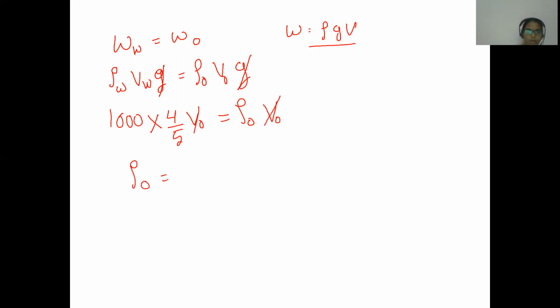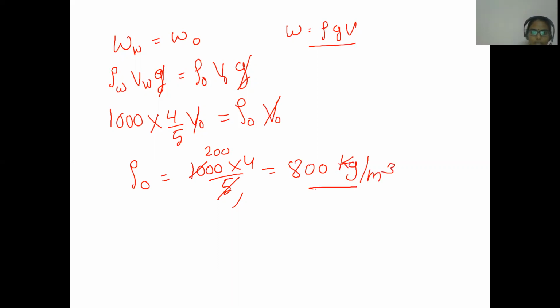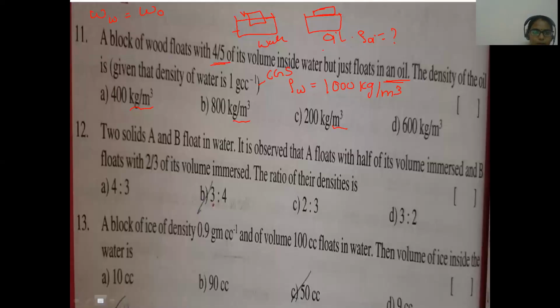So now the remaining rho naught is equal to 1000 into 4/5 on the left hand side. Simplify this: 5 twos are 10, so 200, into 4 is 800. The density is approximately 800 kg per meter cube. Understood, children? The first question's answer is 800 kg per meter cube. This is question number 11, and the answer is B.